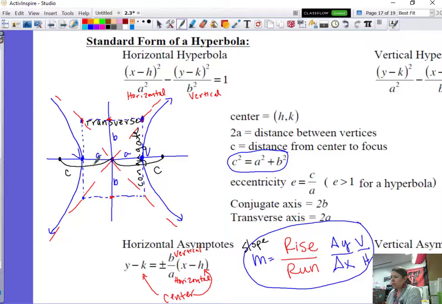So this eccentricity should be greater than 1 for all hyperbolas because of where the focal points are. So that's the horizontal one. The vertical one is very similar.